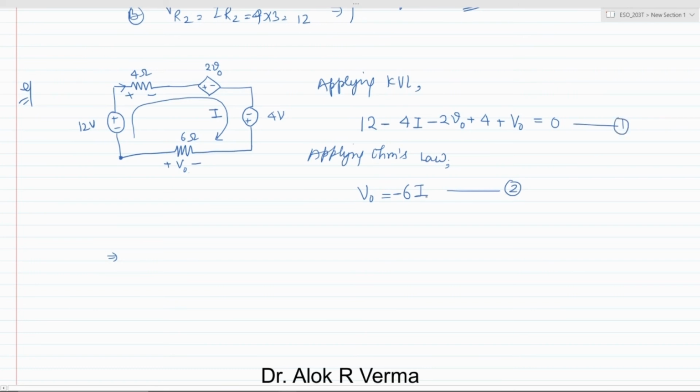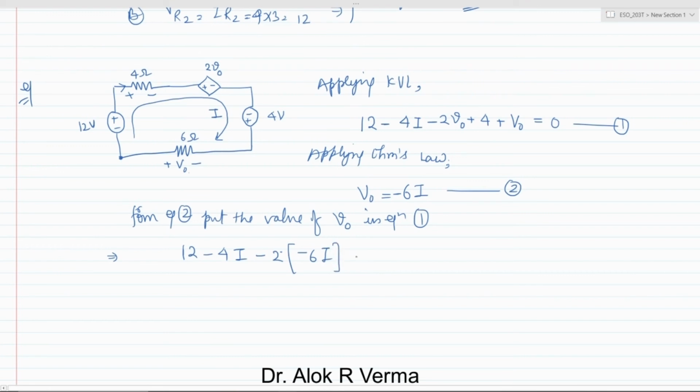Now from 2 we'll put this value in this. So from equation 2, put the value of V naught in equation 1. So 12 minus 4I minus 2 into minus 6 of I plus 4.